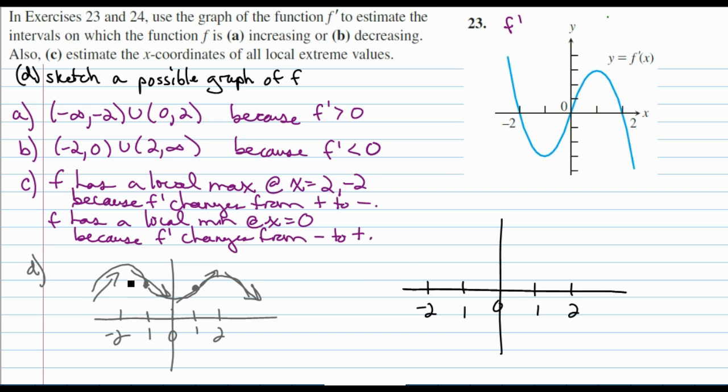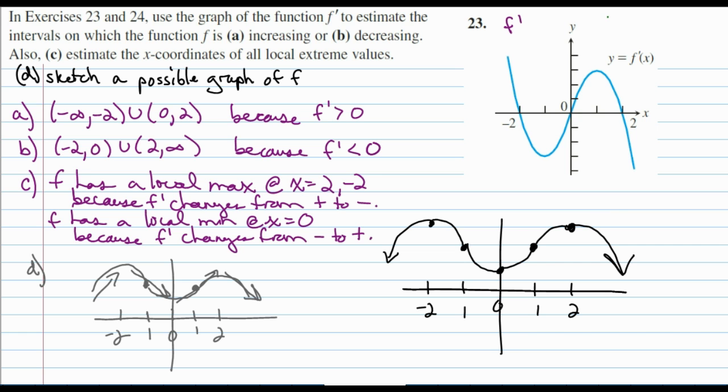From -infinity to -2, the graph is increasing concave down. So I've got this maximum that I'm approaching. Then I've got between -2 and -1 decreasing concave down and an inflection point at -1. Then from, let's see, -1 to 0, decreasing concave up. And then from 0 to 1, increasing, still concave up though. And then from 1 to 2, increasing concave up. And then from 2 to infinity, decreasing concave down. So that would be a sketch of the final graph.